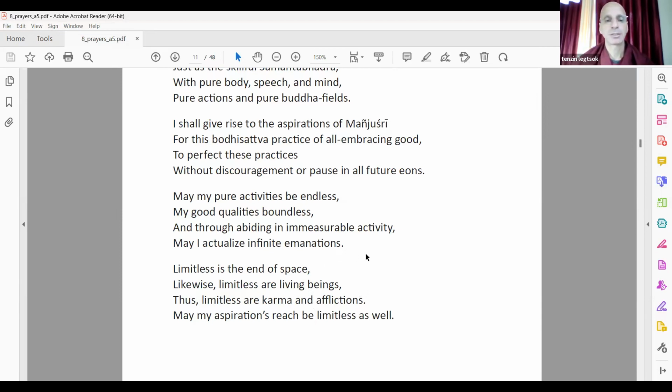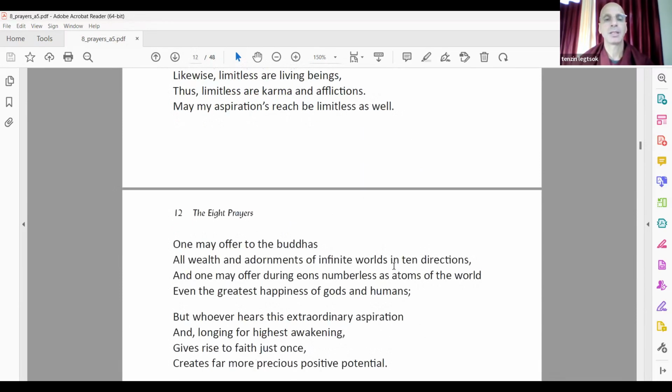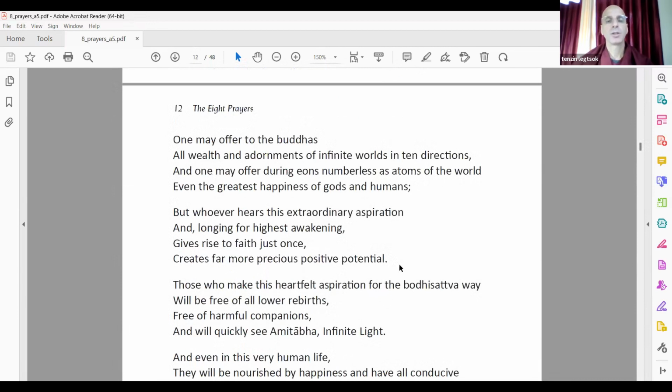Likewise, limitless are living beings. Thus, limitless are karma and afflictions. May my aspirations reach be limitless as well. One may offer to the Buddhas all wealth and adornments of infinite worlds in 10 directions, and one may offer during eons numberless as atoms of the world, even the greatest happiness of gods and humans.